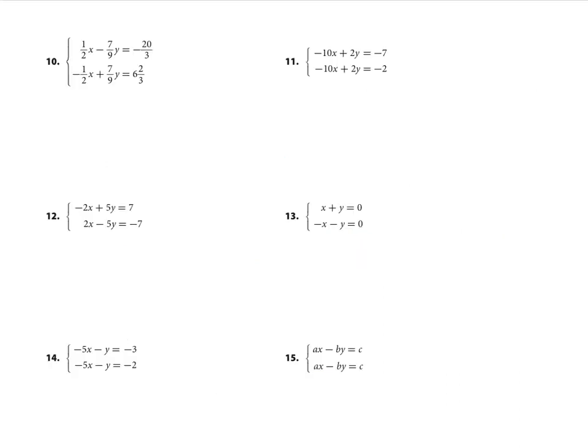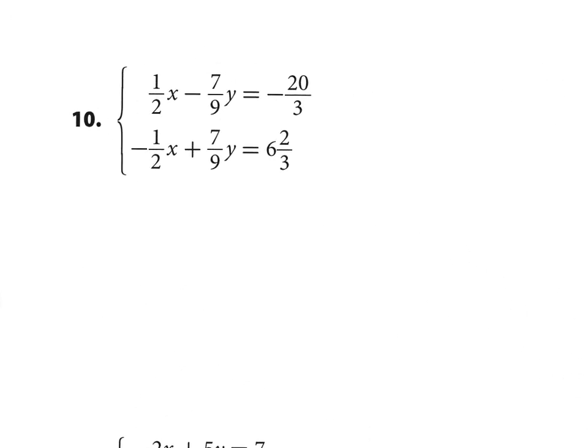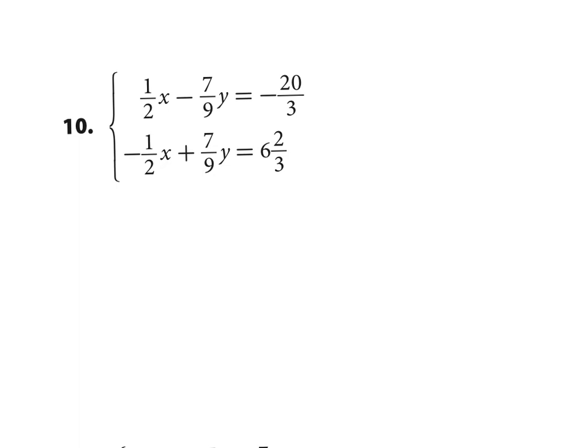Okay, let's go to problem number 10. Oh gosh, we have fractions. Oh my goodness, what are we going to do? So all you do, just use your calculator. The good thing is here, if you look, the 1/2s are already opposite. So those are going to cancel. Oh, but if we look at the y's, they're also opposite. A negative 7/9, a positive 7/9, so they also cancel. So if everything cancels, what's that leave? That leaves 0 equals, okay, now we do this on the other side.